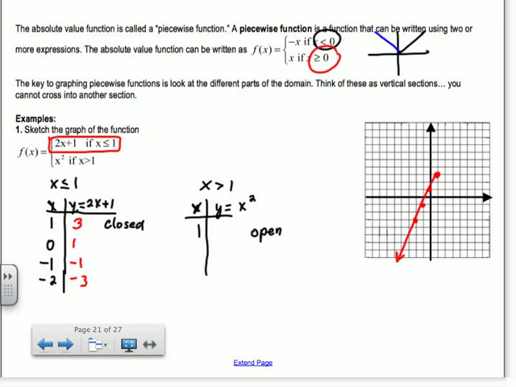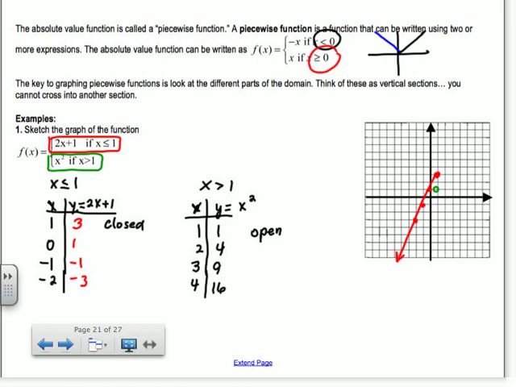I also want to pick other numbers that are bigger than 1, so 2, 3, 4, different things like that. 2 squared is 4, 3 squared is 9, 4 squared is 16. But you have to use the same scale when you're drawing. Like if I'm going by ones, go by ones. So I have 1, 1, and it's open there. I have 2, 4.